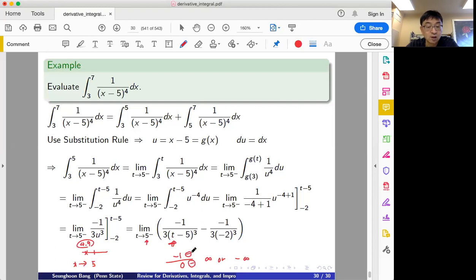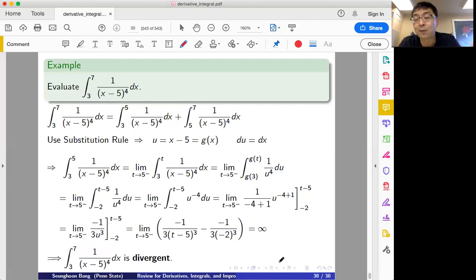So what does it mean? Negative over negative is positive. So the answer is positive infinity. So like this, the improper integral is divergent. This is the whole idea for solving this problem.